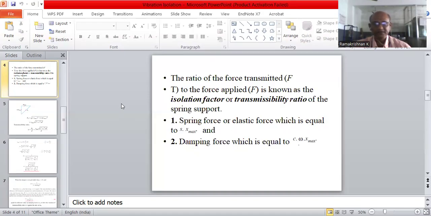In the equations that are derived, two types of forces are generated. One is by the springs, that is the spring force, which is equal to S into X max. Here S indicates the stiffness of the spring, and X max is the maximum displacement by the application of the force. The second force is by the dampers, that is the damping force, which is equal to C into omega into X max. Here C is the damping coefficient.